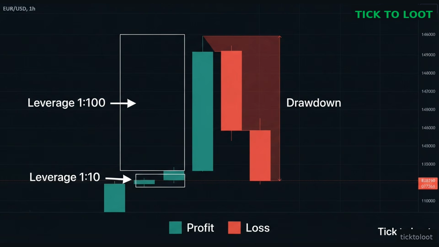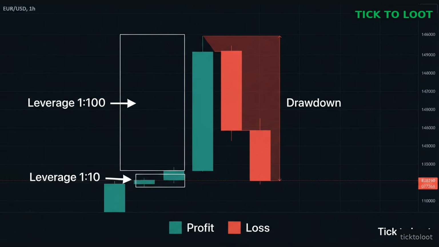If your account only has $1,000, that $450 loss is a 45% drawdown, meaning your account value has shrunk by almost half. Drawdown measures how much your equity falls from a peak to a trough, and large drawdowns are dangerous because they reduce the capital you have left to recover.